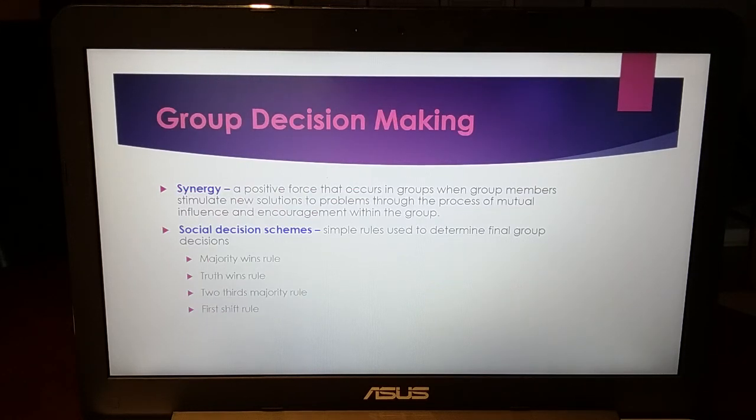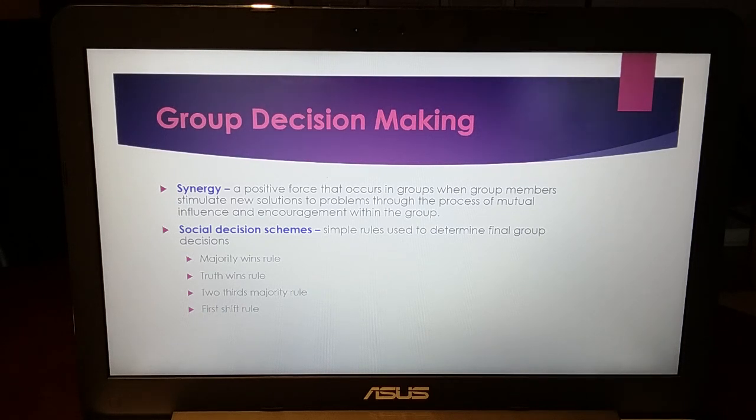Okay, let's move on to group decision making. So there's this whole idea of synergy. The idea of synergy is that the sum of the parts is greater than the whole. It's people being together, and through the process that occurs when people are together, they bounce off each other and have ideas that they might not have had if they had just been sitting solitarily. So with synergy, it's a positive force that occurs in groups when group members stimulate new solutions to problems through the process of mutual influence and encouragement within the group.